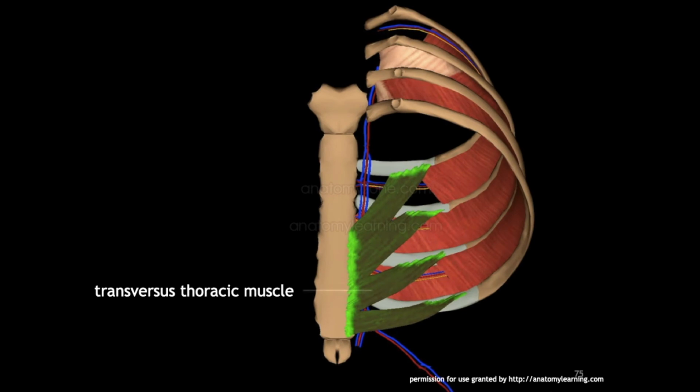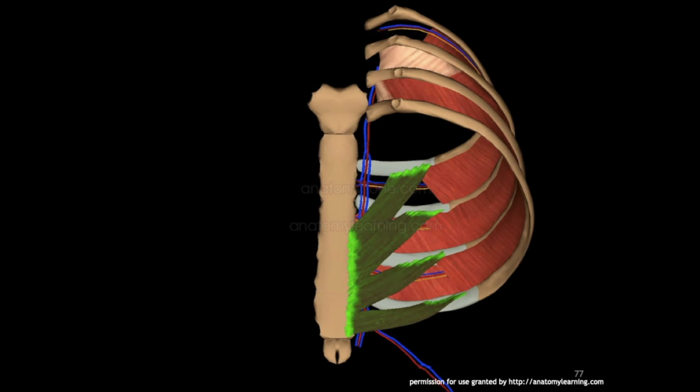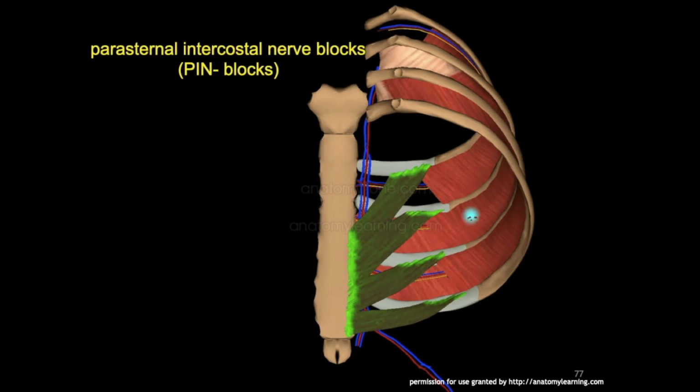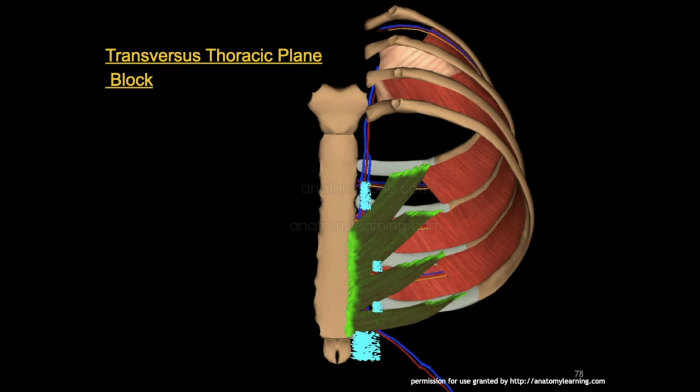In this slide, the transversus thoracic muscle is in green, and the internal intercostal muscle is in red. The internal thoracic vessels are running anterior to the transversus thoracic muscle but posterior to the ribs. As has been mentioned before, for PIN blocks, to achieve analgesia in a large area over the anterior chest, multiple injections are needed into several intercostal spaces. In contrast, with the TTP block, one injection only will cover several intercostal spaces to provide analgesia to the anterior chest.